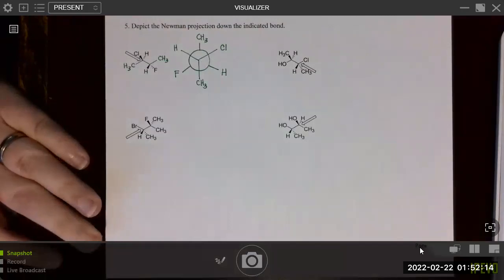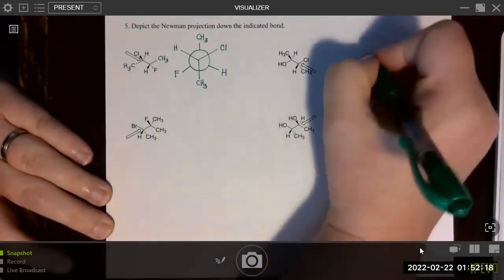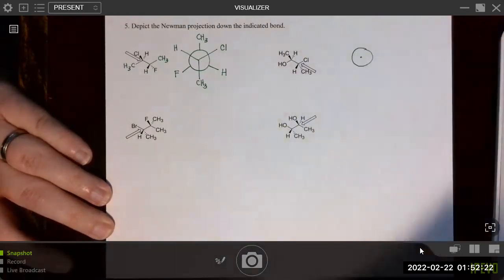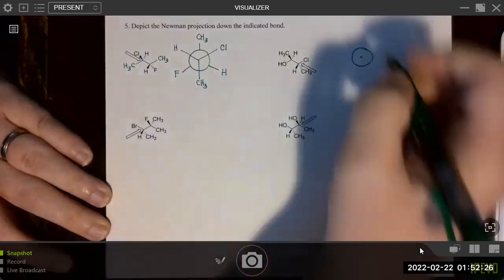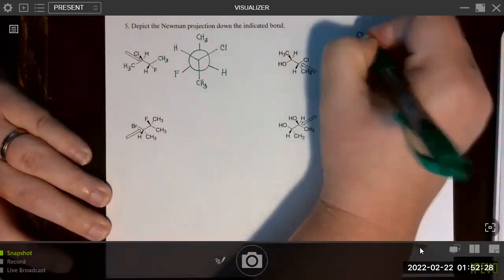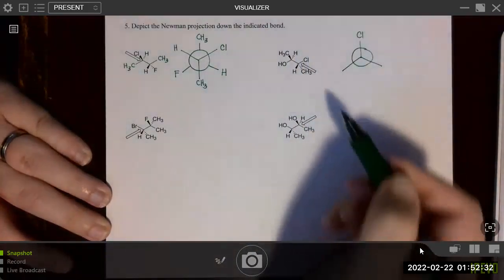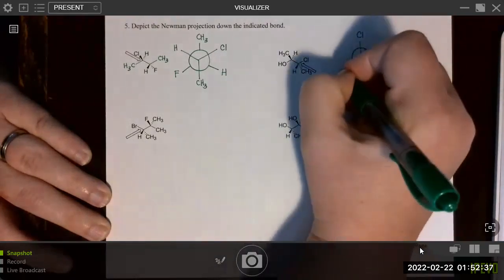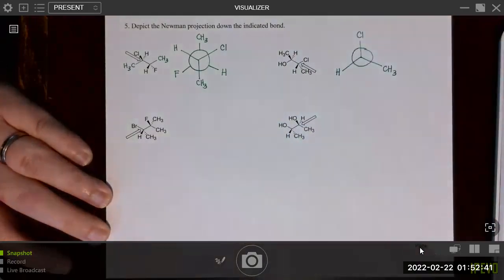Okay. So let's do the next one. Now we're looking up this carbon-carbon bond. Okay, and as we're doing so, we see a chlorine pointed straight up. Right, and then from our perspective, this hydrogen is coming out of the page to our left. And then the methyl is down and to the right.